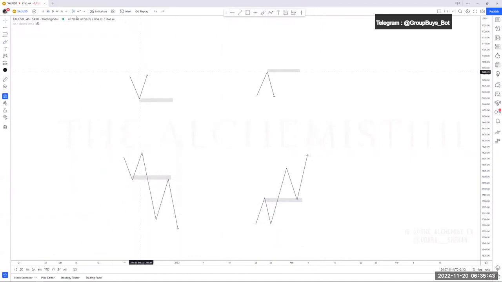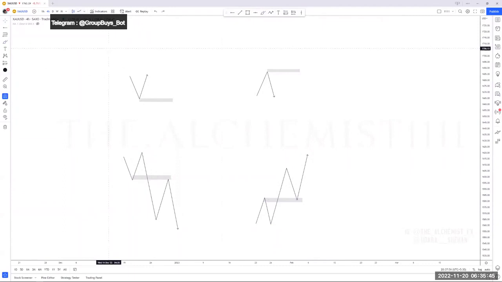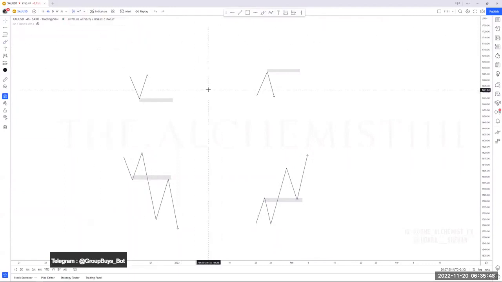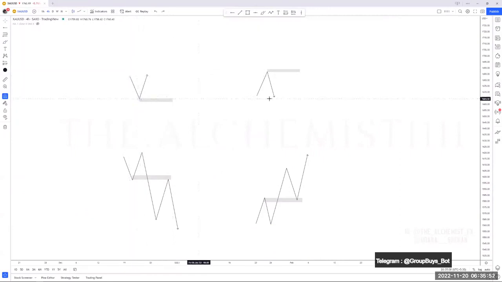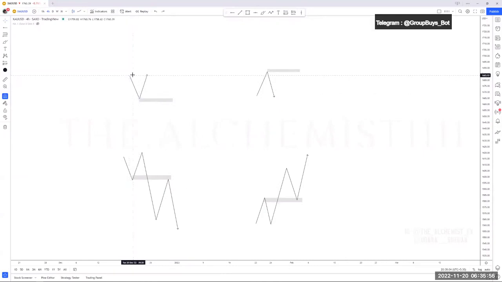So yeah, we have something like this. And also now, why are we using the line chart? Remember, we use the line chart because the line chart only prints the closing prices of candles. So what we're dealing with will be the closing prices of candles.